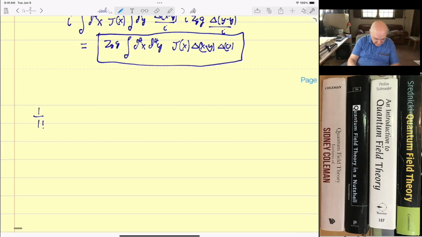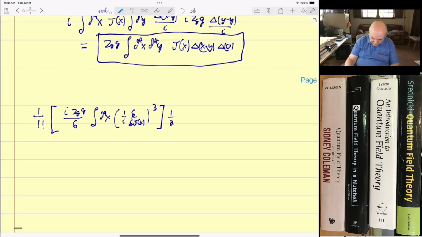So let's, so we have 1 over 1 factorial, i zgg over 6, the integral of d4x, 1 over i, functional derivative with respect to j of x, cubed, so we're going to apply it 3 times, 1 over 2 factorial, i over 2, integral d4y d4z j(y) Δ(y minus z) j(z), and this propagator, because there's 2 of them, it gets squared.